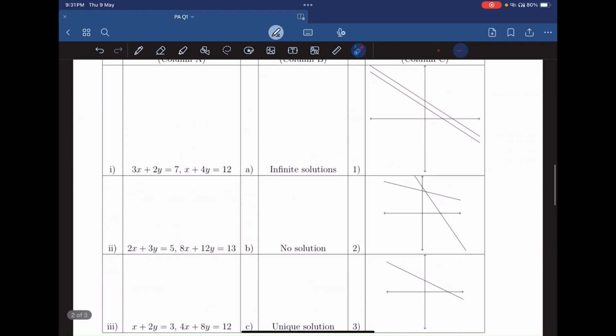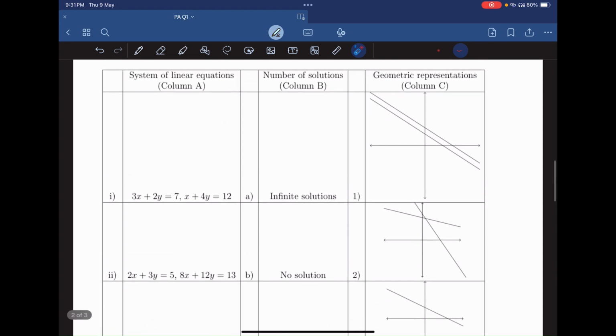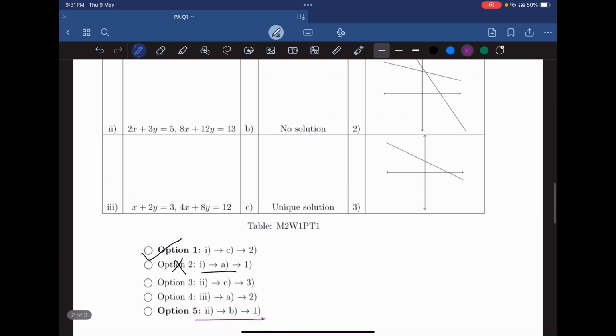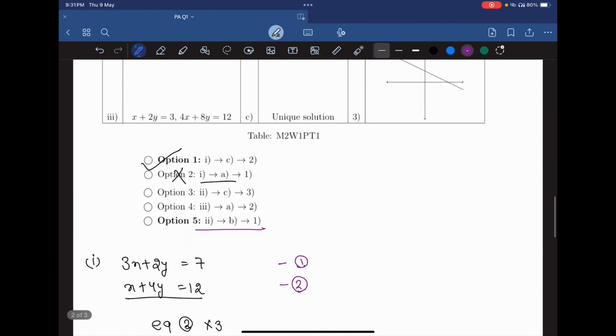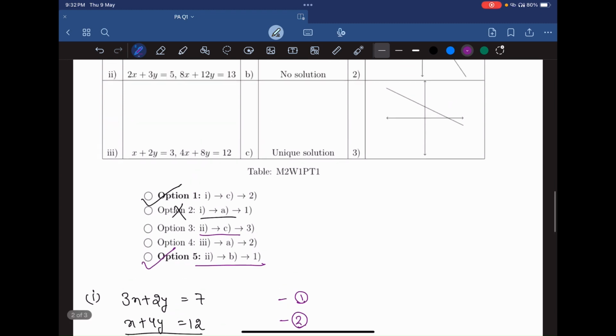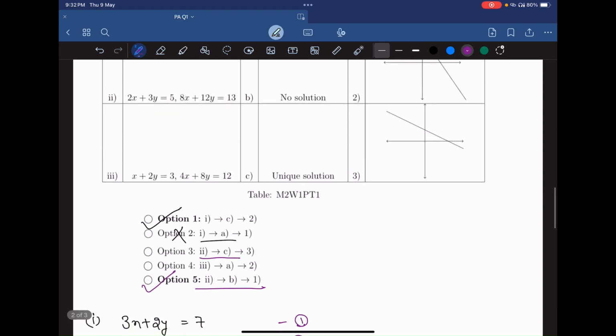And in the case of no solution, the lines represented by these equations will be parallel. That is the first case, so that matches with the fifth option. Second will match with B and 1. While in option 3, second will match with C, that will not be the case as it is no solution. So this option is wrong.